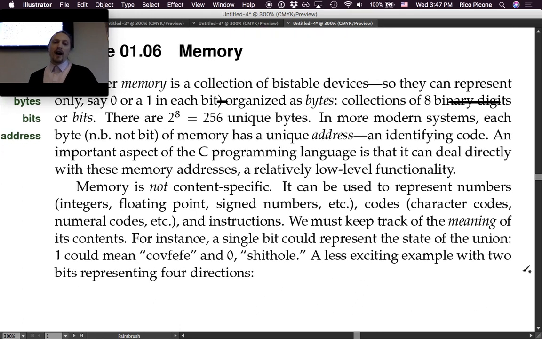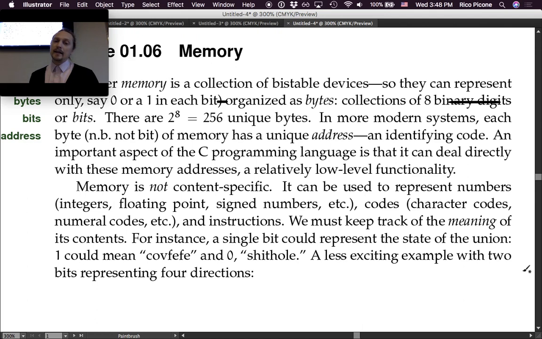Memory is not content specific. It can be used to represent numbers, so for instance, integers, floating point numbers, signed numbers, etc. Codes, for instance, character codes, numeral codes, etc. And instructions. We must keep track of the meaning of its contents.